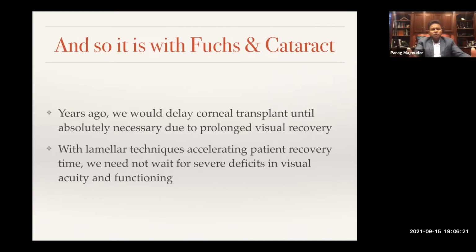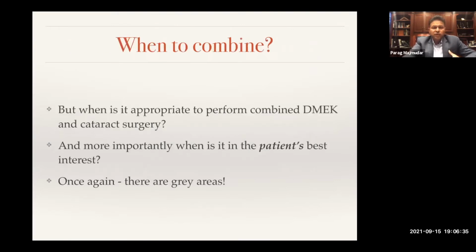Similar to the evolution with cataract surgery, we no longer wait for someone to have a hand motion cataract before we'll operate on their eye. And that's due to technology. And so we're now in a situation where we're going to be faced with patients who have concomitant Fuchs dystrophy and cataract. So when is it appropriate to perform a combined DMEK plus cataract surgery? And more importantly, when is it best for the patient?